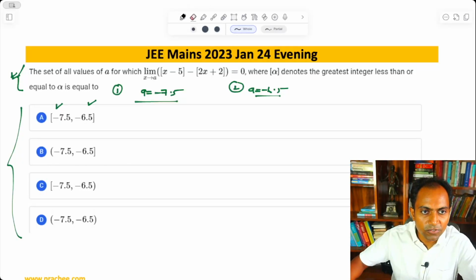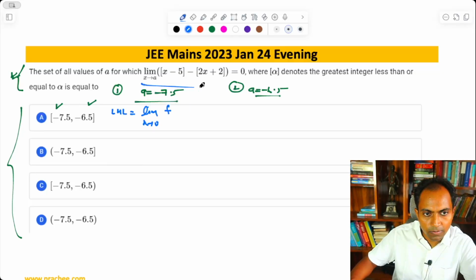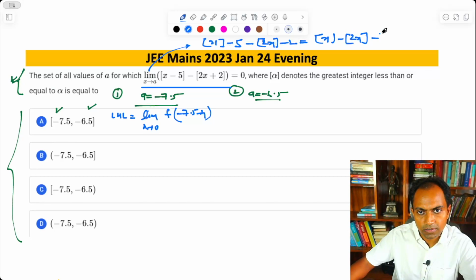Now if I check at the first point, I will have to first figure out the value of LHL. That becomes limit h tends to 0, f of, and I am only worried about this part of the function, f of minus 7.5 minus h. Now it would be sane on my part to simplify the function inside using properties of GIF. So this will become minus 5 and then this will become 2 times greatest integer function of 2x minus 2. So it comes out to be greatest integer function of x minus greatest integer function of 2x minus 7.